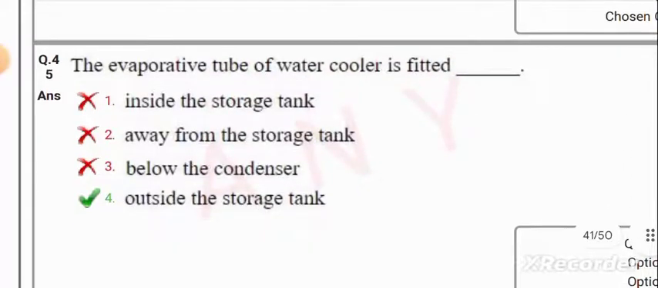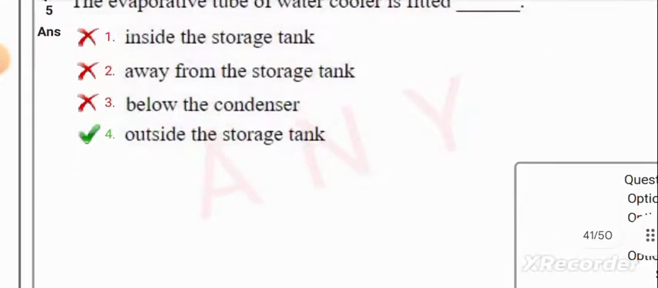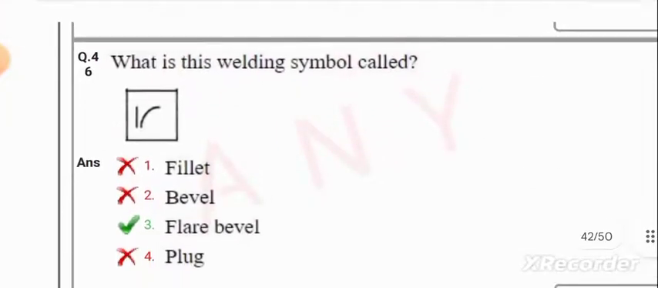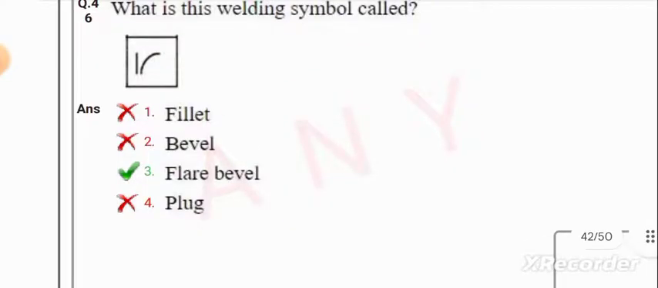The evaporative tube of water cooler is fitted outside the storage tank. What is this welding symbol called? Flare bevel.